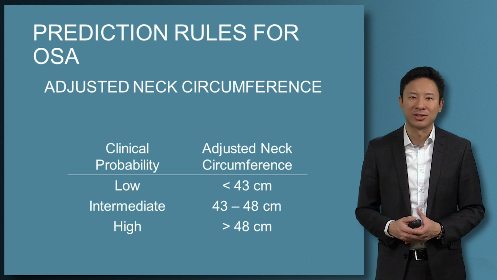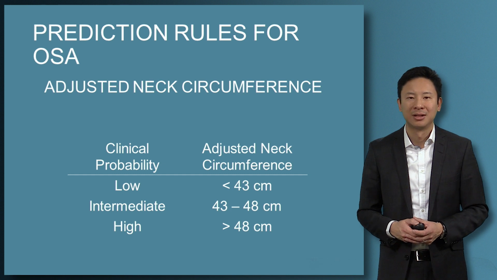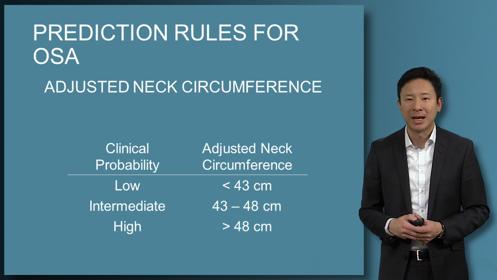So if the adjusted neck circumference is less than 43 centimeters, there is a low clinical probability of having obstructive sleep apnea. A circumference of 43 to 48 centimeters confers an intermediate risk, and a neck circumference over 48 centimeters is a high-risk patient.